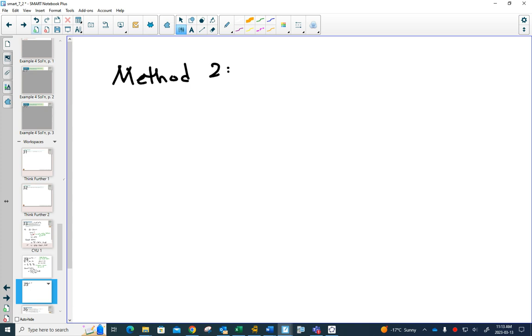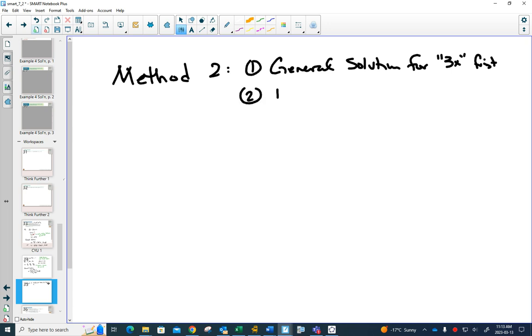Here is a second method. If you like method 1 and you don't want to fill your brain with another method, fine. You don't have to, you can choose whichever method you want. This one is a little bit more elegant. So this one, method 2, we do the general solution for 3x first. Then we're going to divide by 3.